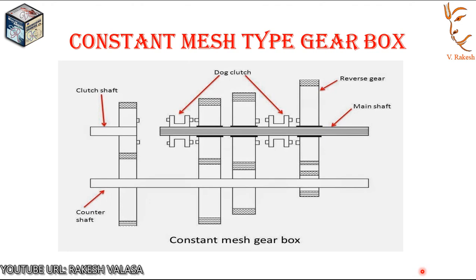Okay, see this figure. This is the constant mesh type gearbox. It consists of the following parts, that is clutch shaft, main shaft, counter shaft, dog clutches. This is the D1 dog clutch. This is the D2 dog clutch. This is the reverse gear. This one is the clutch gear.